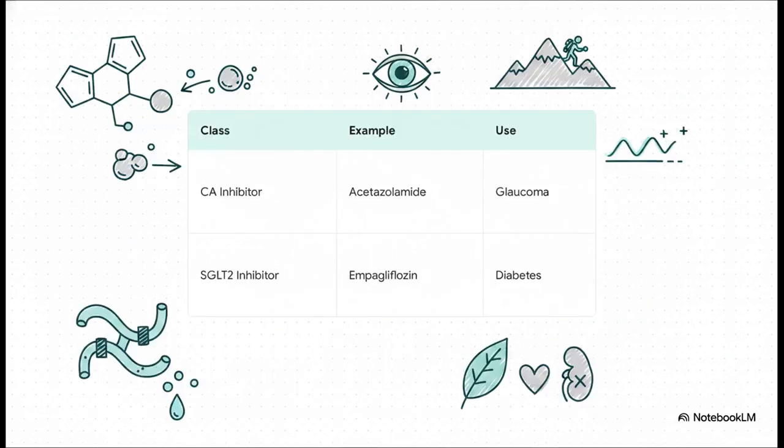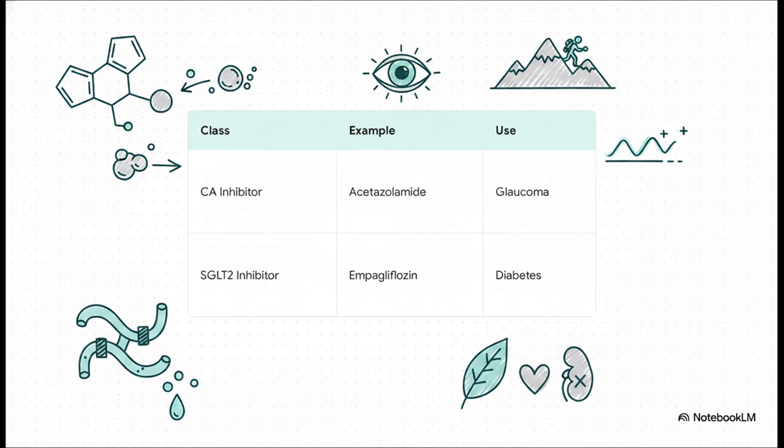So now that we know the physiology, watch how the pharmacology makes perfect sense. Let's look at the clinical interventions acting on the PCT. First up, carbonic anhydrase inhibitors, like acetazolamide. Because the PCT reabsorbs so much, these drugs work right here to block bicarbonate reabsorption, basically forcing its excretion. Very useful for things like glaucoma, altitude sickness, and certain metabolic disorders.